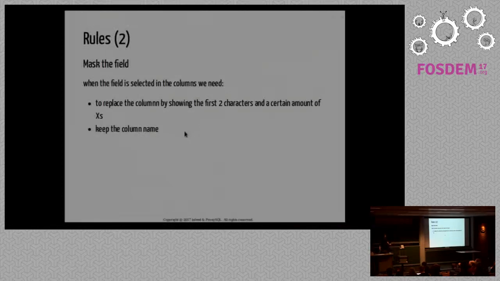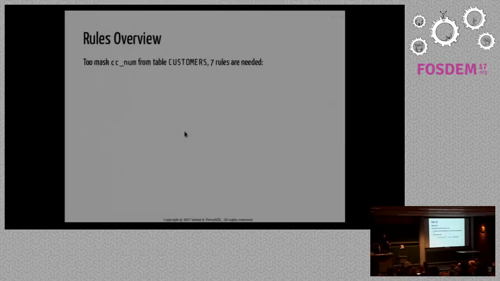You also want to keep the column name, because if you do select email and then you make a lot of changes there, you want the result to still have email. Because what we do is rewrite a query. We send a query to MySQL, and the query we send is already changed when we send it to MySQL, so we need to return the name. An example: this number will become like this. So if we want to mask this CCNum from the table customer, we will need 7 rules.